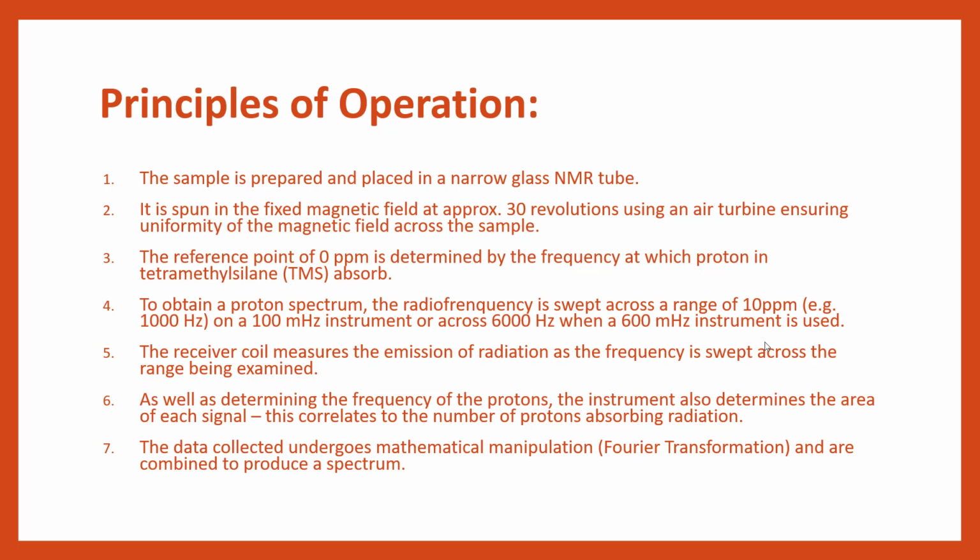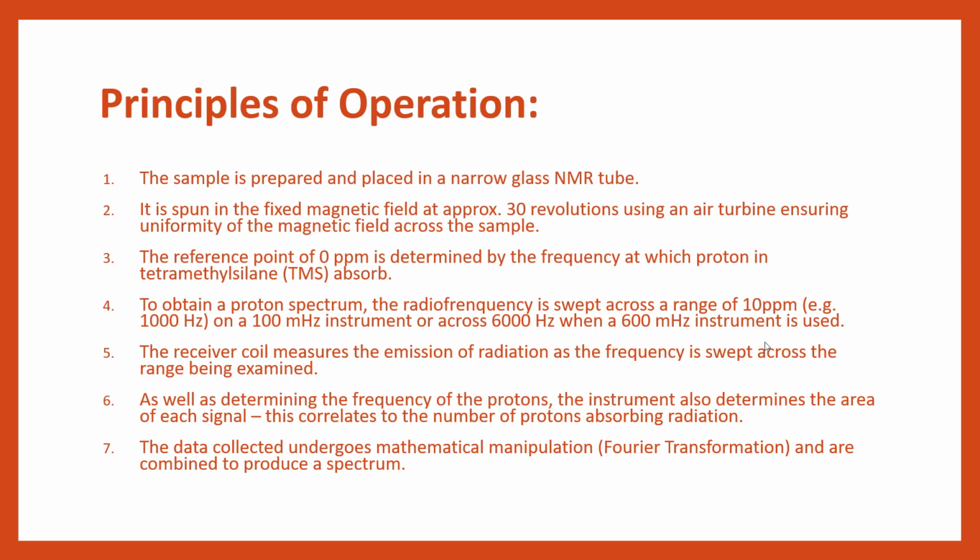To obtain a proton spectrum, so this is dealing with our 1H, or 1 hydrogen, the radio frequency is swept across a range from about 0 to 10 parts per million, say on a 100 megahertz instrument, or across 6,000 hertz. Then we have a receiver coil, so this is measuring the emission.